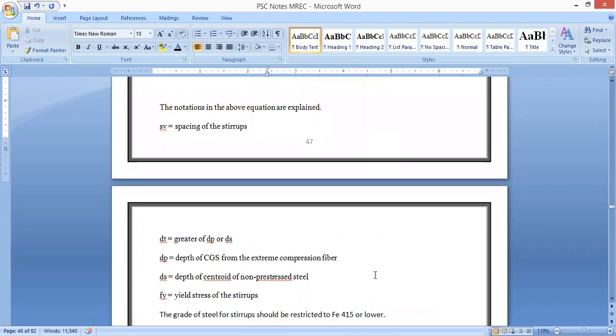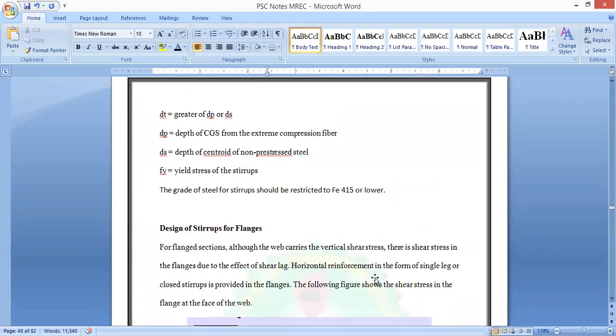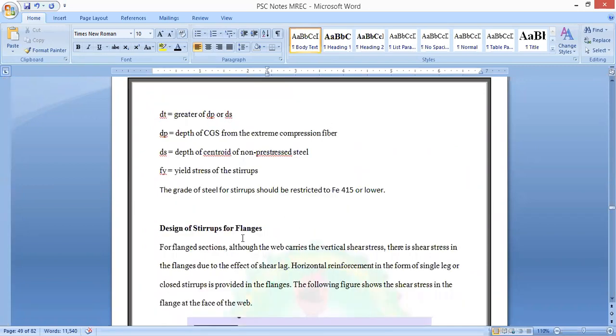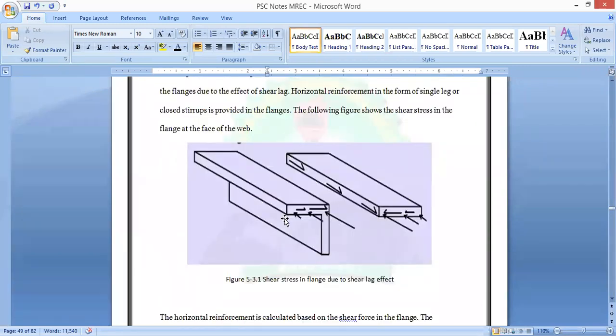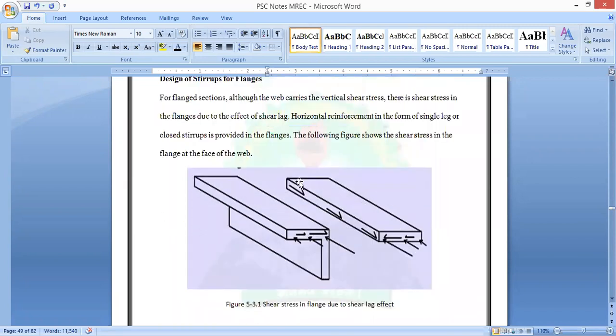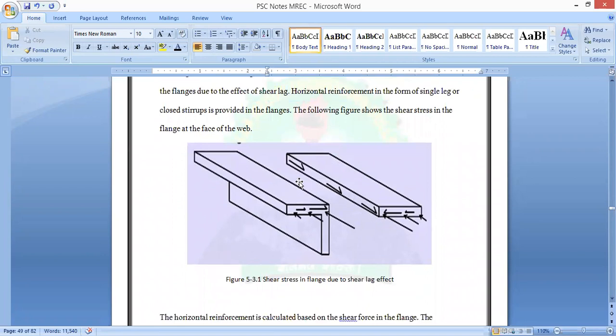Okay, here also we follow the same, right? So in the next class we will discuss designing of the transverse reinforcements and the stirrups for flanges. Why? Because in your prestressed concrete elements, your beams will never be only rectangular. Your beams will be in the form of an I shape, T shape, angular shape, C shape. Then how are you going to provide shear reinforcement for the flanges? How are you going to provide shear reinforcement to the web? This is very important. So all that we will discuss in the next class.